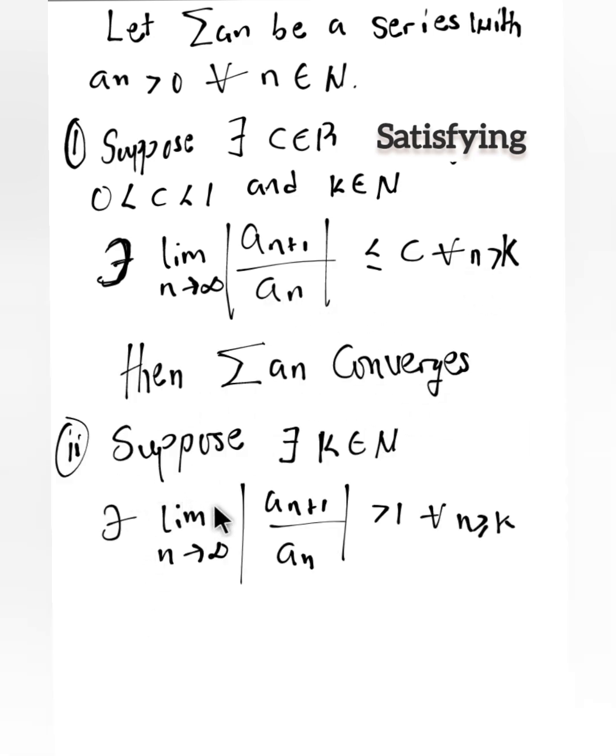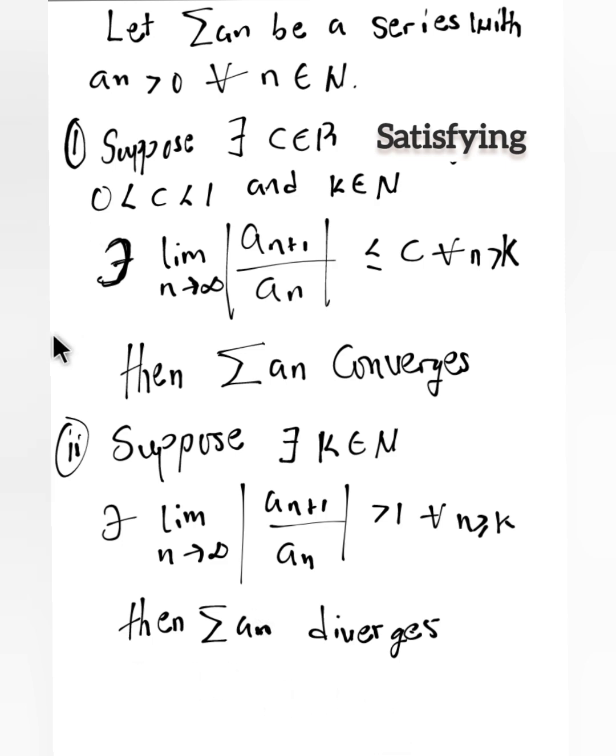But suppose there exists k which is an element of the natural numbers such that the limit as n tends to infinity of the absolute value of an plus 1 over an is greater than 1 for all n greater than or equal to k, then the series diverges. So that's the ratio test.